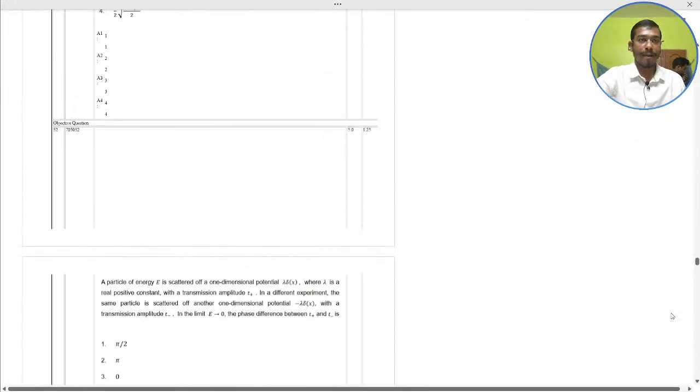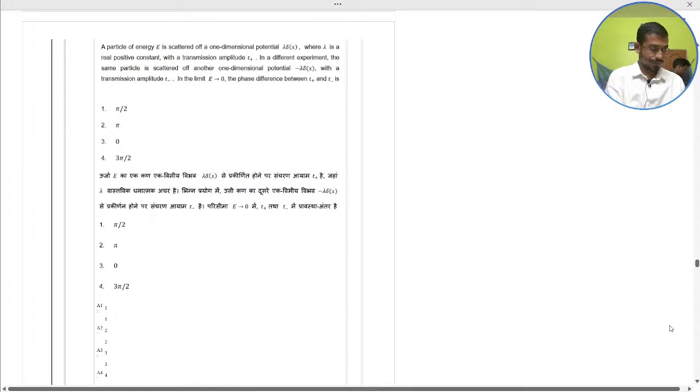Question number 52. Try yourself and give me the answer. So this is coming from the Dirac delta function, quantum mechanics Dirac delta function. Not mathematical physics, quantum mechanics Dirac delta function.